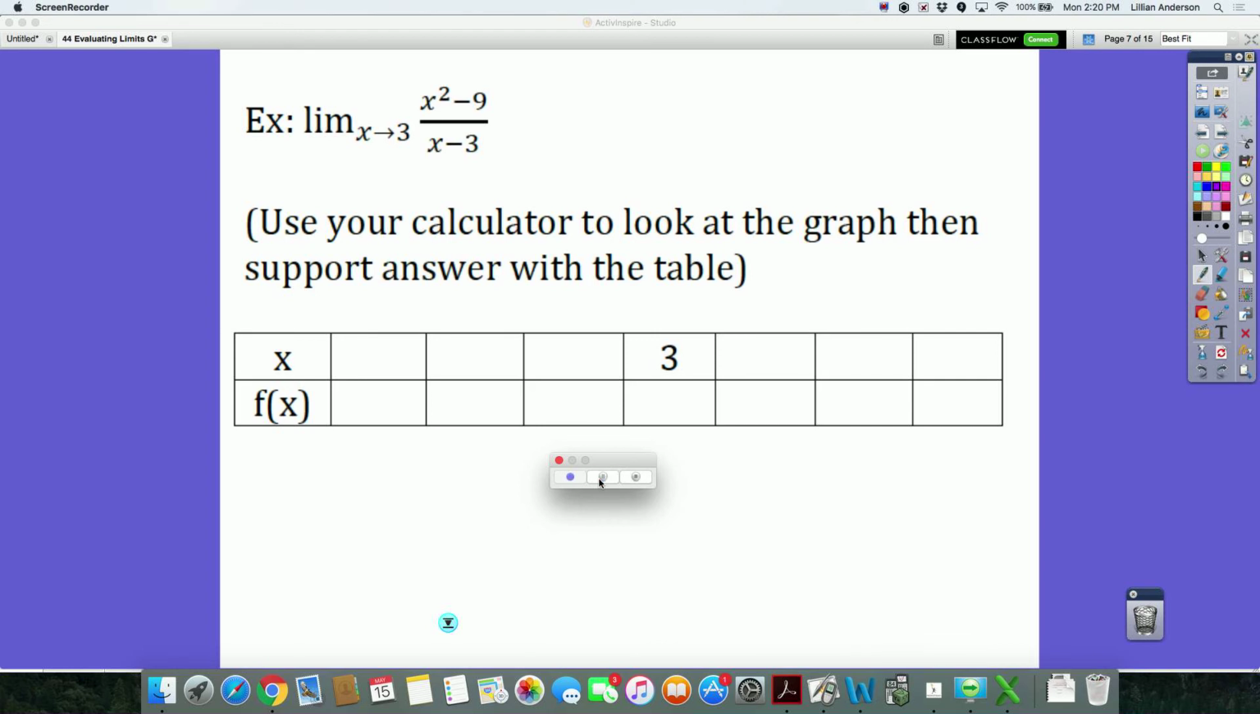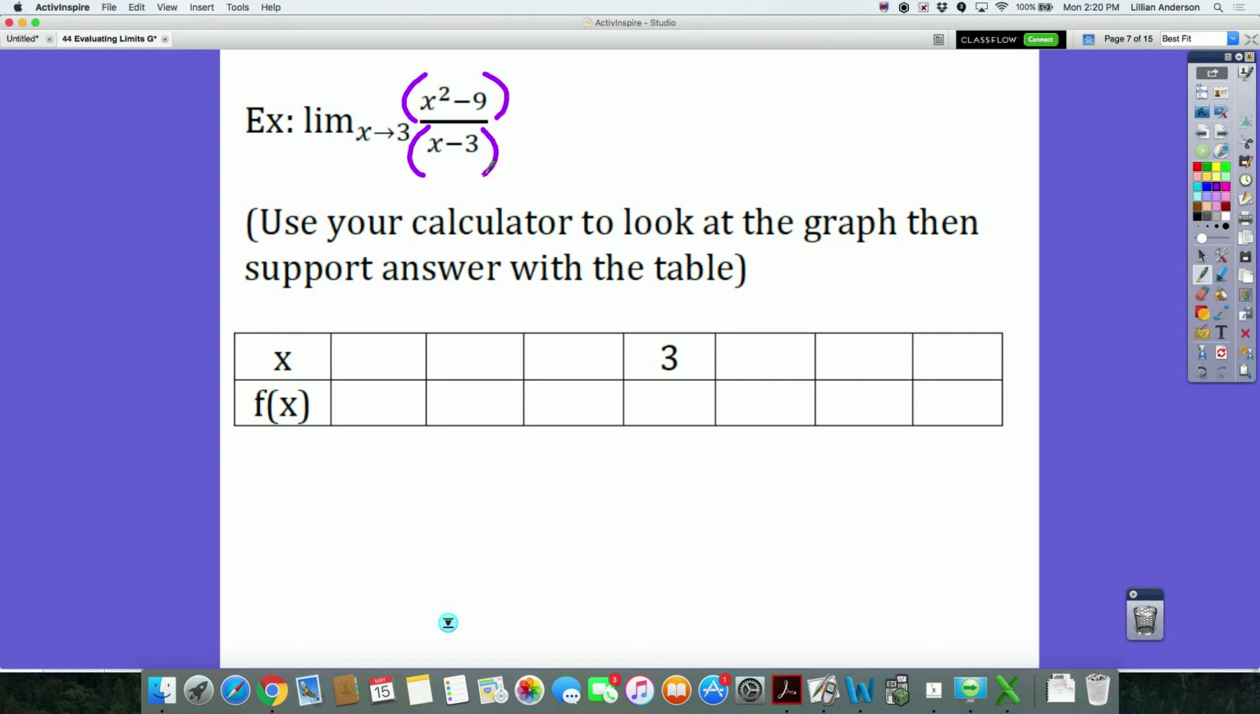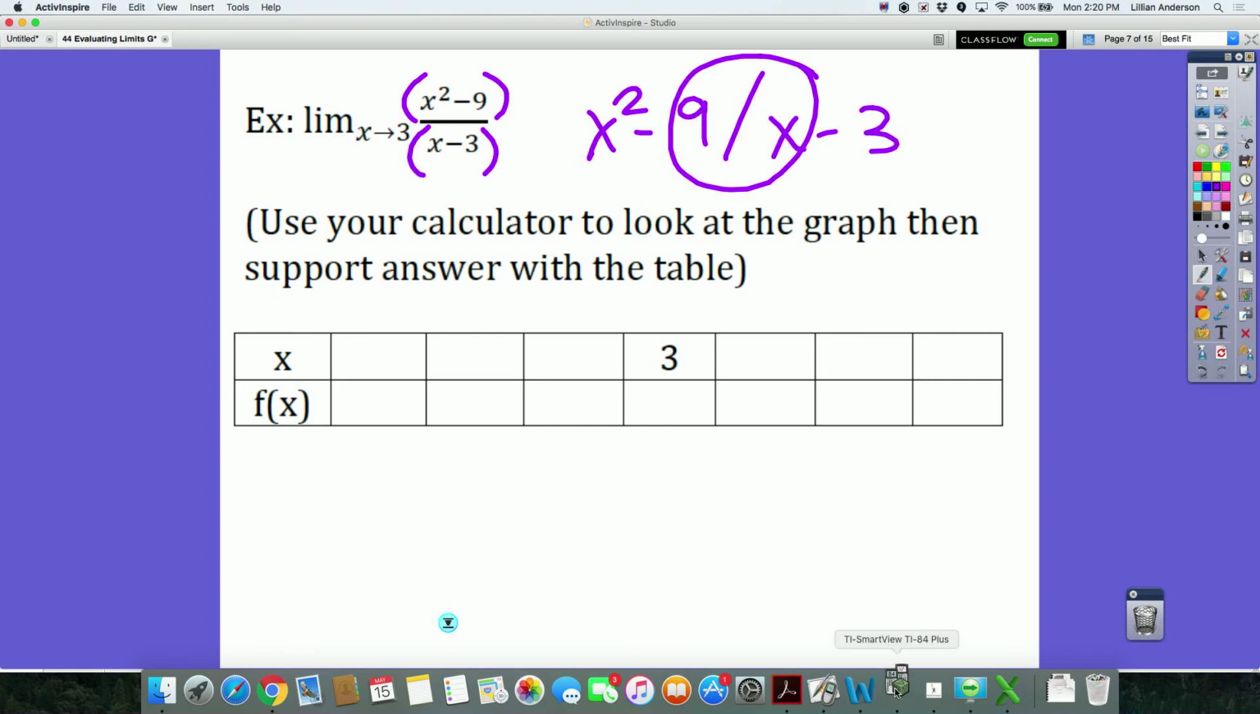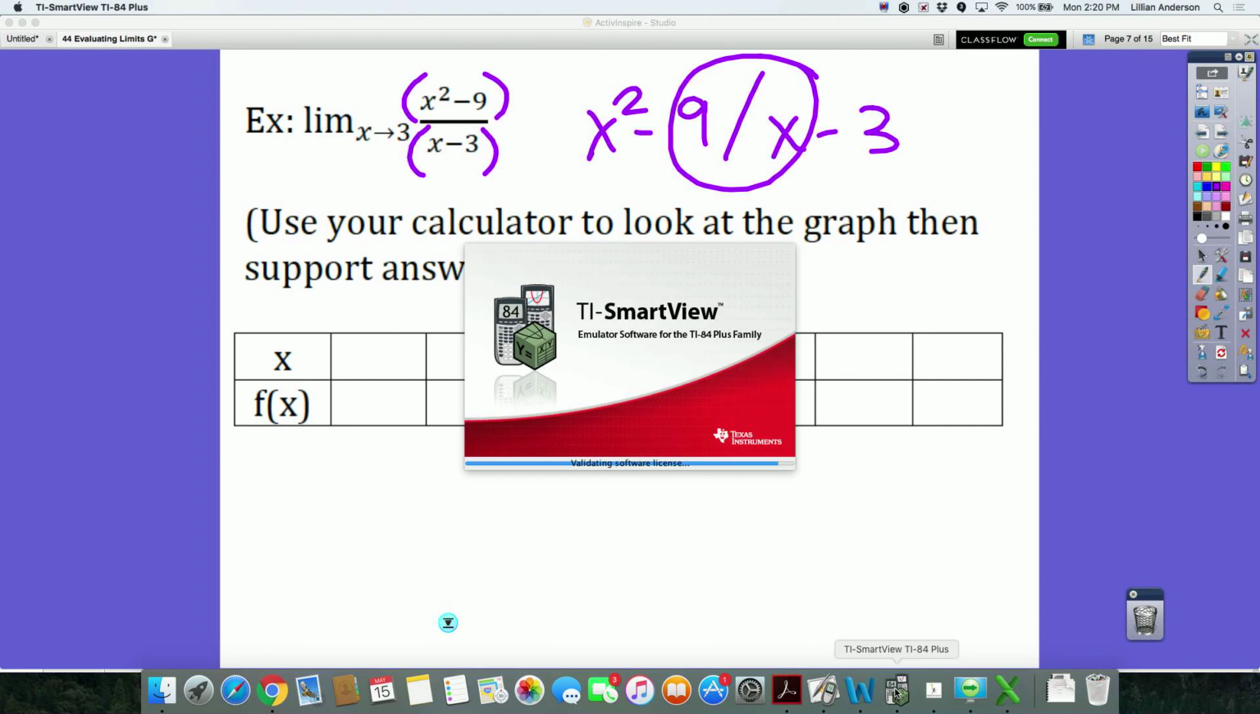When you're doing this type of function, you have to be careful that when you type this into your calculator, you put parentheses around the numerator and around the denominator. If you don't, the calculator is going to read it as 9 divided by x first, then x squared minus that, and then minus 3 afterwards. It does an order of operations thing, so it's important that you put the parentheses around it when you type it into your calculator. That will make a difference.